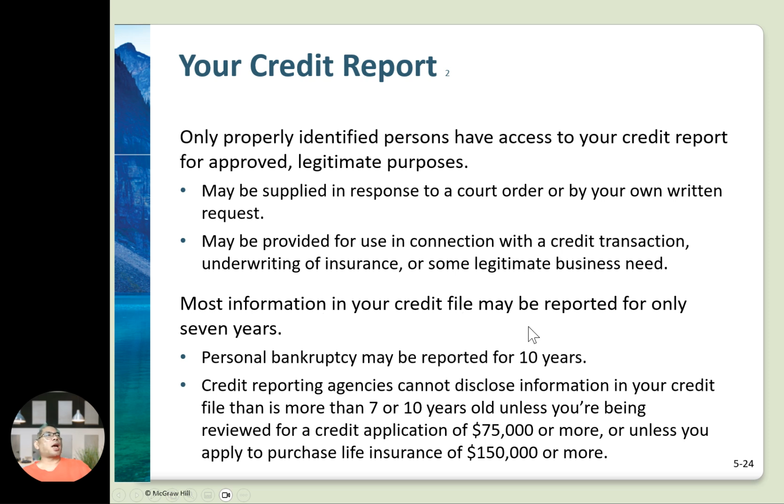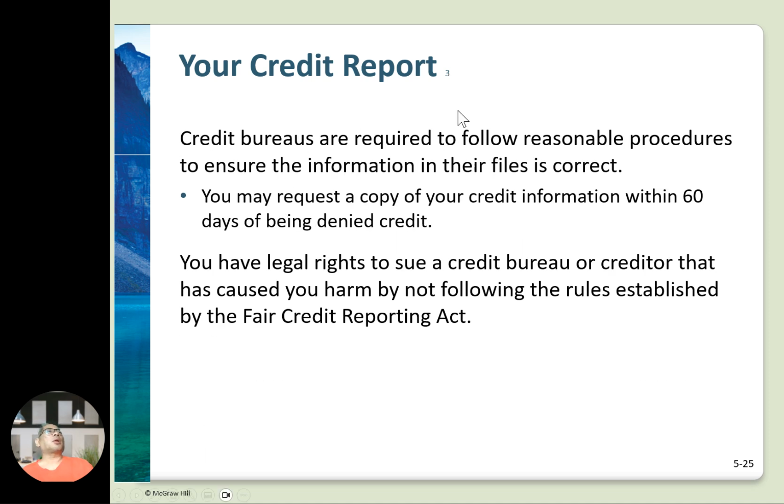Most information on a credit file may be reported for only 7 years. 7 years, that's the key. I think in Canada it's about 6 years. Personal bankruptcy may be reported up to 10 years. A credit reporting agency cannot disclose information in your credit file more than 7 to 10 years old, unless you are being reviewed for a credit application of 75,000 or more, or you apply to purchase life insurance of 150,000 or more. Credit bureaus are required to follow reasonable procedures to ensure the information in their file is correct. You may request a copy of your credit information within 60 days of being denied credit.